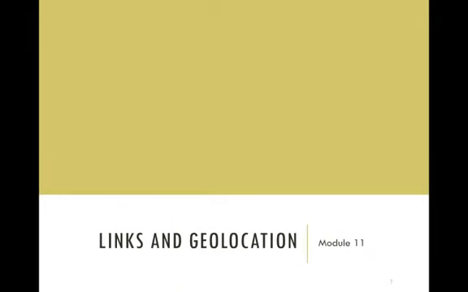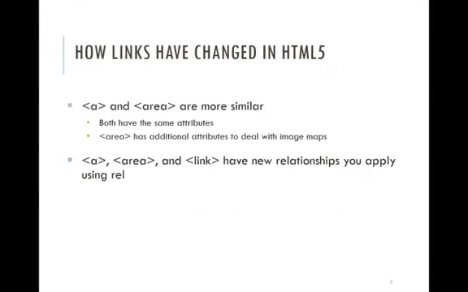Next, we're going to briefly cover links and geolocation. Links have changed a little bit in HTML5. The A tag and the area tag are more similar now. Area has additional attributes that can deal with image maps, and link has new relationships you apply using REL.